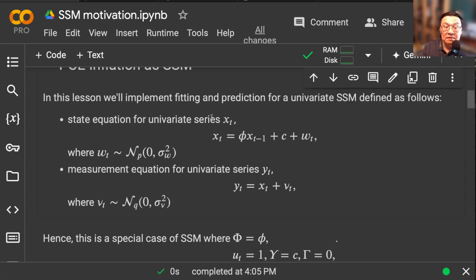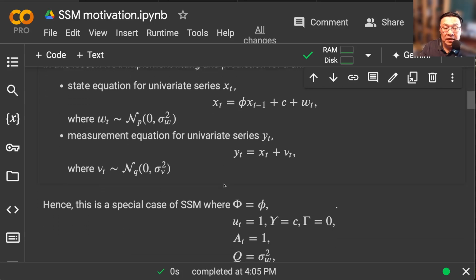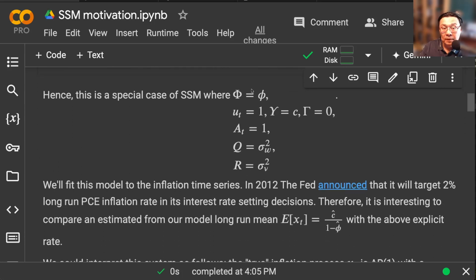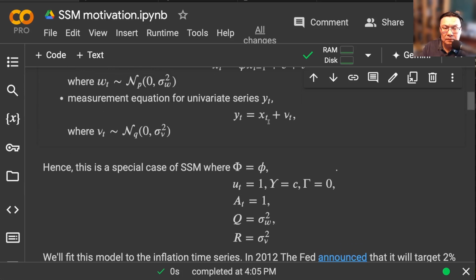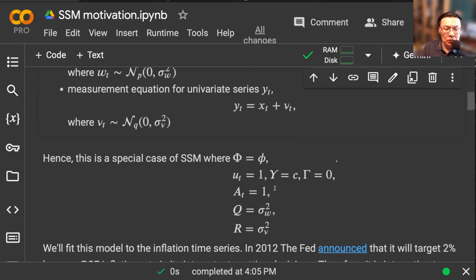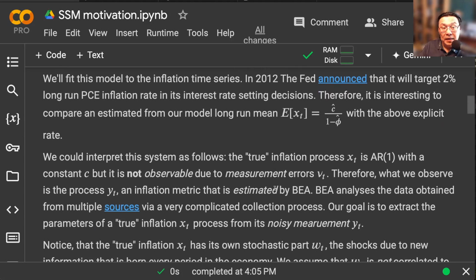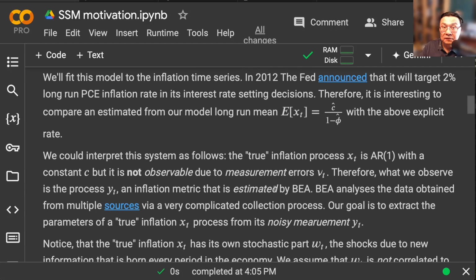So hence, this is a special, very simple case of a more generic state space model. So if we go to the terminology of the general state space model, you can check. Then we make it very simple. So this whole vector model and so on becomes univariate, and all these matrices become scalars and so on, like gamma is 0, and please check these on your own time, right? Now we will apply this model to fit the inflation time series.